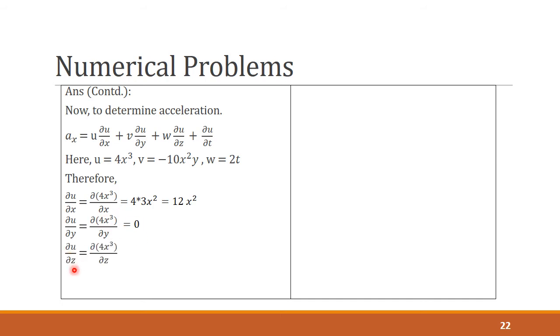Dou u by dou z. So here 4x cube is differentiated partially with respect to z. When you're differentiating partially with respect to z, if a z term comes in the expression, it will be considered. Otherwise, this whole term will become a constant and the differential of a constant will be equal to 0. Similarly, dou u by dou t, again 4x cube differentiated partially with respect to t.